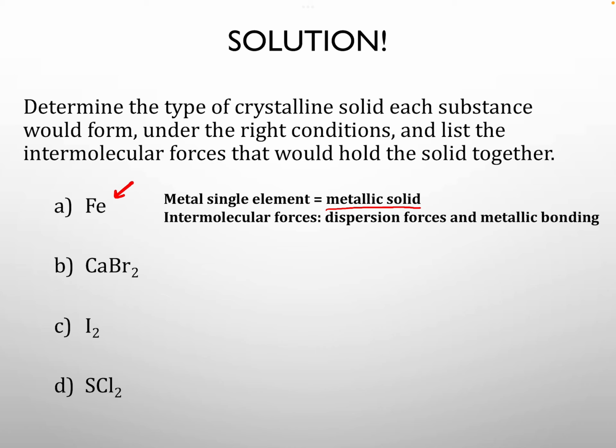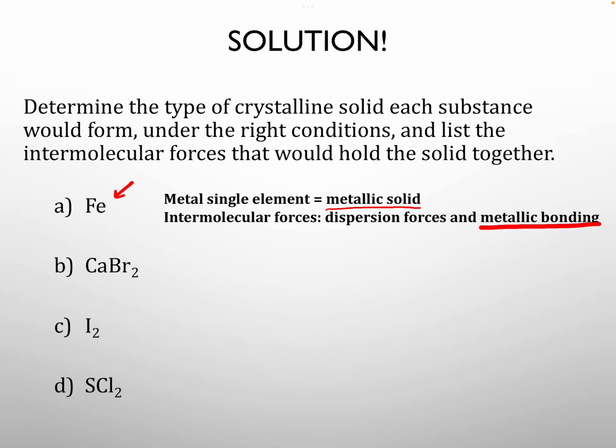Okay, like I said, that was our new type of bonding that we learned about today, was metallic bonding. So our intermolecular forces are going to be metallic bonding and dispersion forces. Remember, everything's got dispersion forces, so just always throw that in there. But the most important type of bonding for this one would be metallic bonding. So we have metallic solid and metallic bonding.